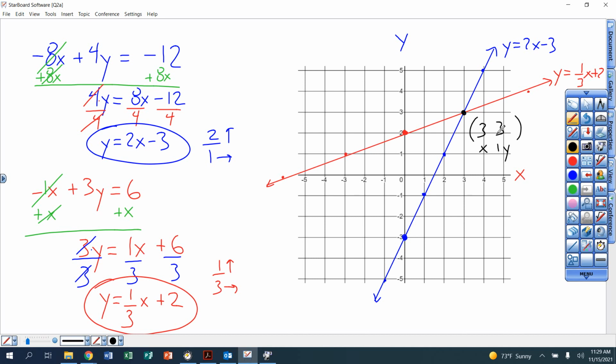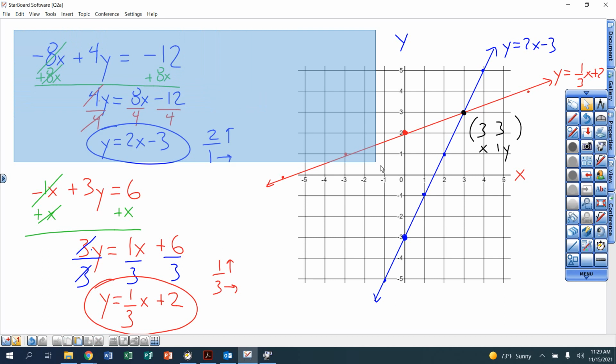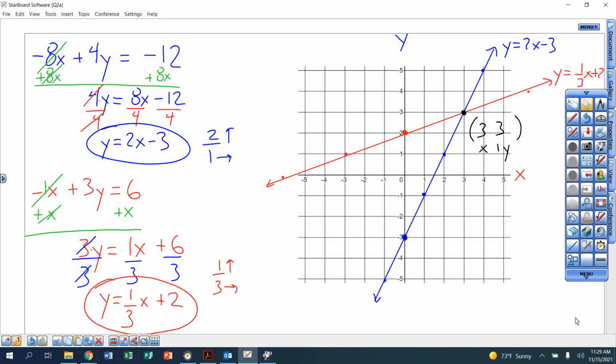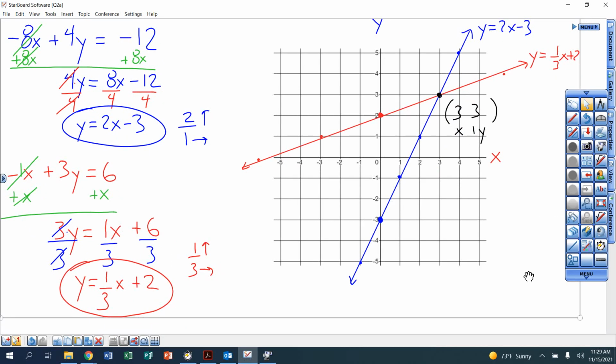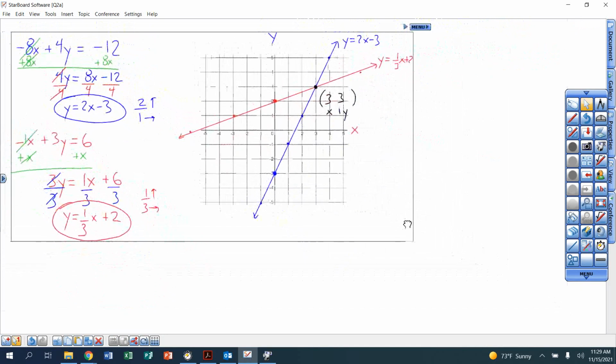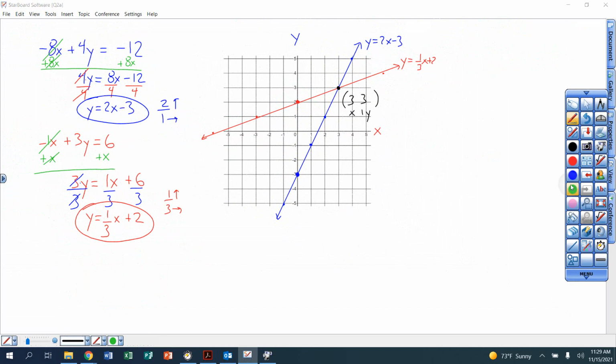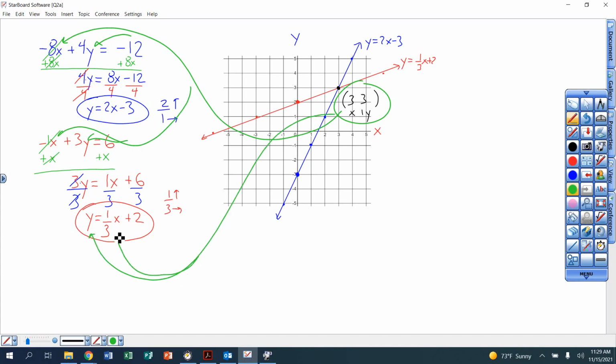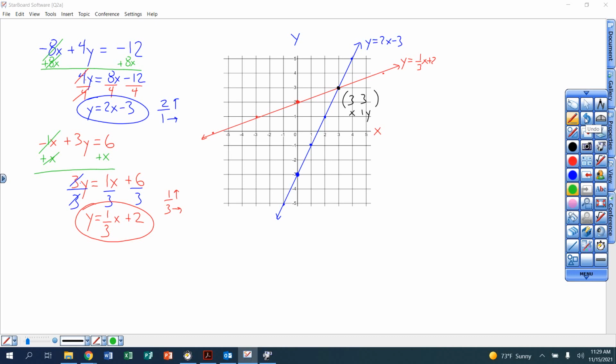And then what I'd like you to do is to check that work to get full credit. So I'm going to take that point, which is 3, 3, 3 for x, 3 for y, and I'm going to plug x and y into both of my equations. If I plug x and y into either the original equations, or I could plug them into the ones already solved for y, those are a little bit more difficult. So if I was you, I would always suggest plugging those points into the original equation.